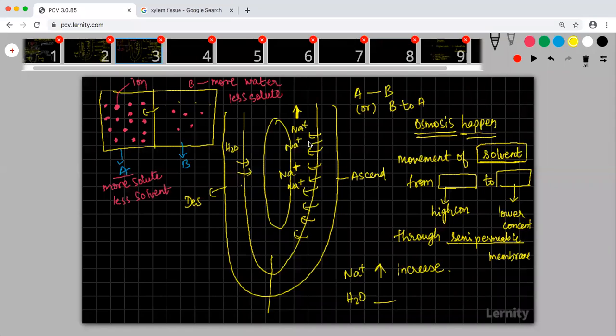As sodium concentration increases in this place, this particular place will have more sodium and less water. So here this is going to have more water. So now where will the water move? Water will move from this place to this place. More and more water will be absorbed. Are we able to understand?